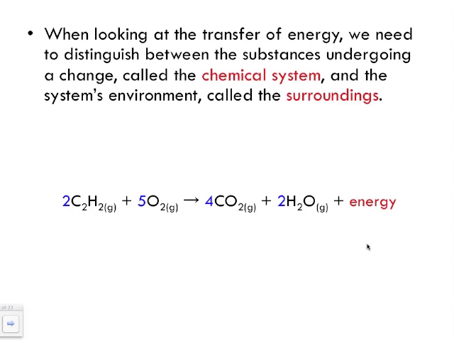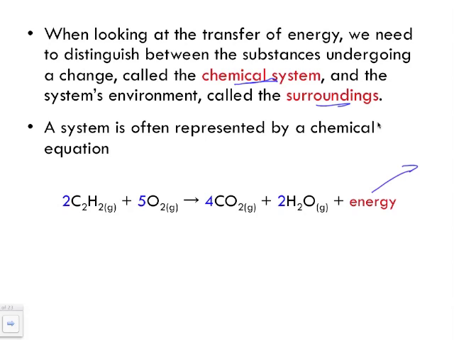So, when looking at the transfer of energy, we need to distinguish between the substances undergoing a change, called a chemical system, right? This is our chemical system, our equation, so to speak, and the system's environment, which is considered the surroundings. So the chemical system is the reaction itself. The surroundings is pretty much where is this energy going? Or is that energy coming from the surroundings into the system? A system is often represented by the chemical equation, as we have right here.